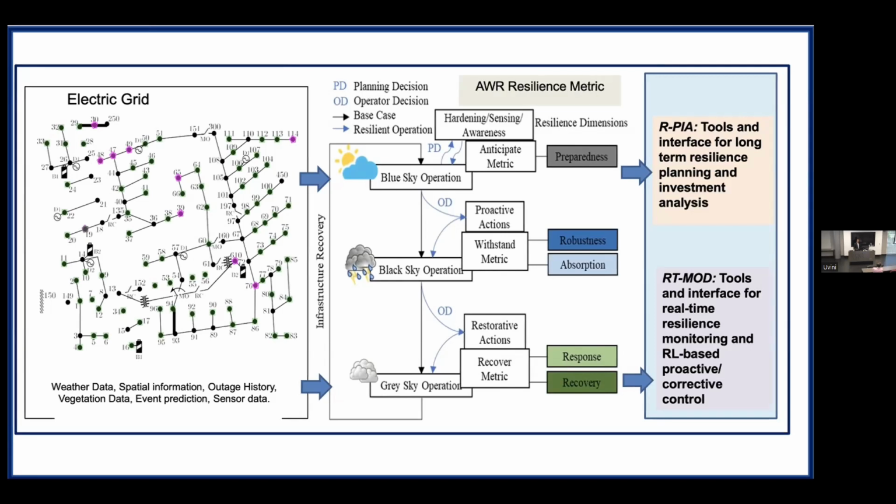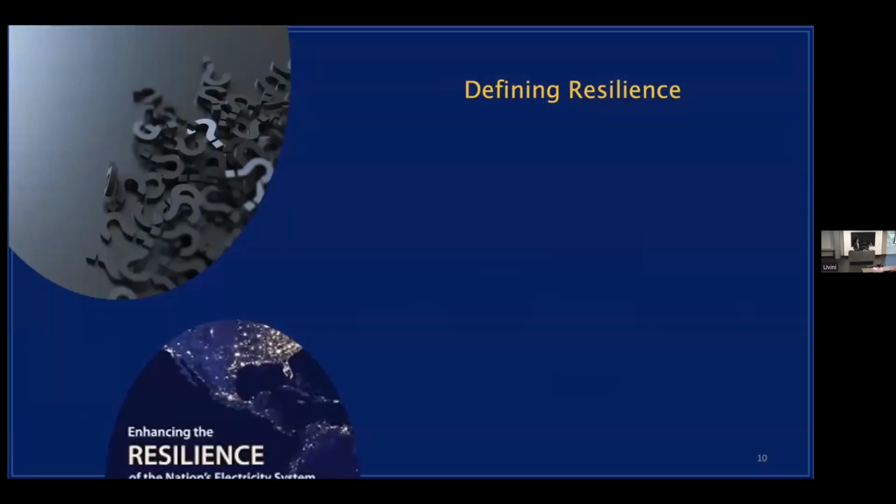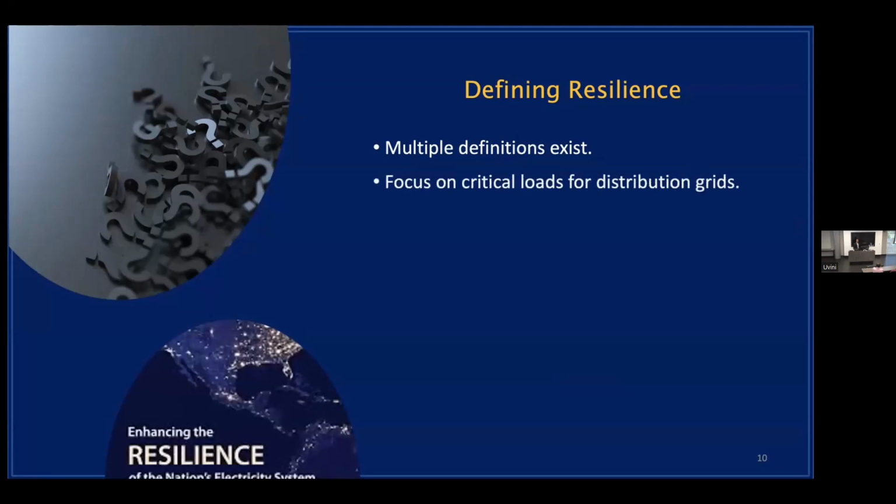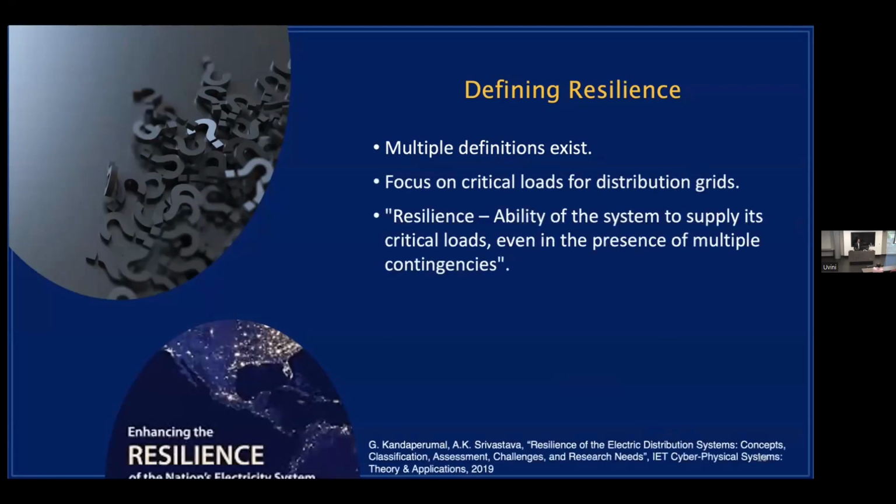So going further into that, let's first talk about the metric, right? Then I'll talk about RPA and then RTMAR. Defining resilience, we already did. Even though there are multiple definitions in SIGRE and IEEE, and there have been at least 7 different working groups, 3 still going on, and unfortunately, I've been part of all of those working groups in SIGRE and IEEE. I think the focus should be on critical load because we cannot supply all the loads. And the definition is the same that we just talked about: the ability of the system to keep supplying power to its critical load.